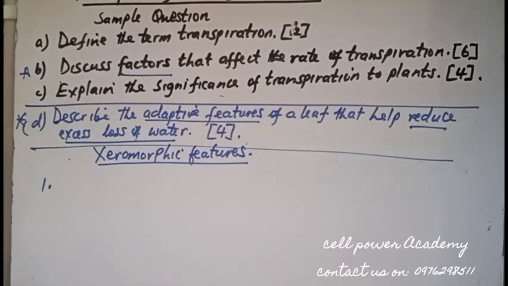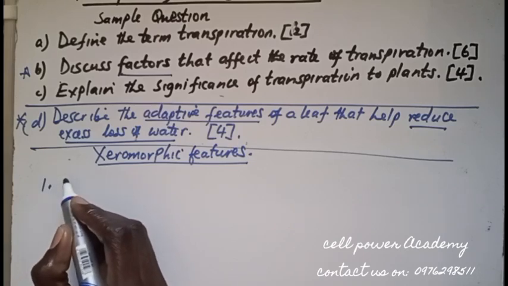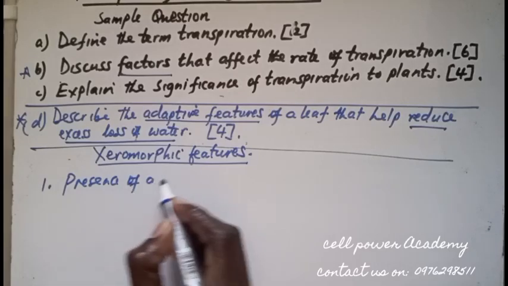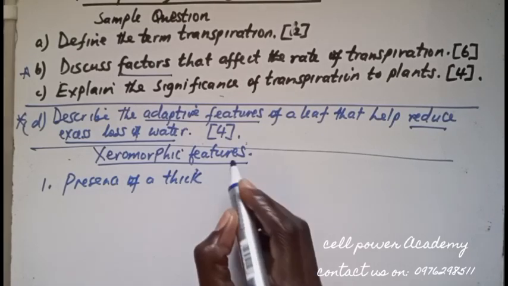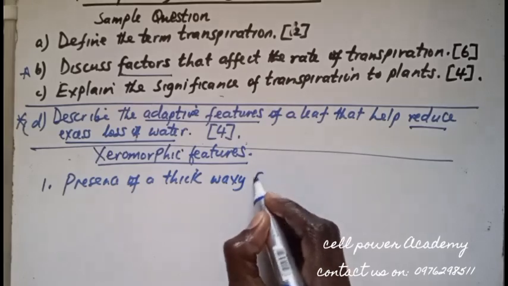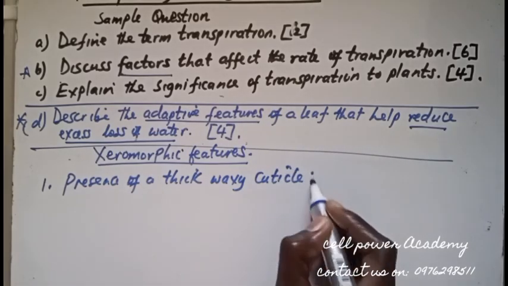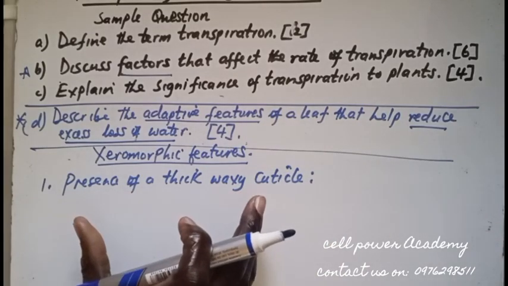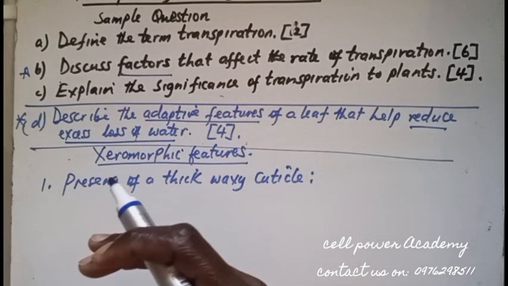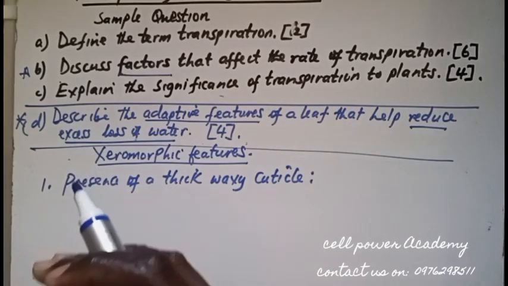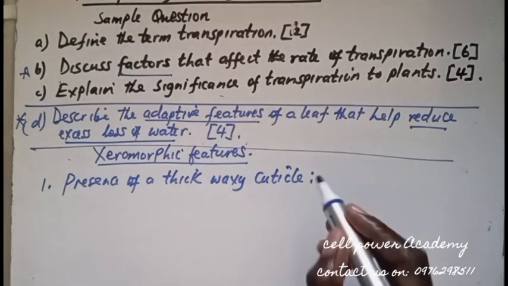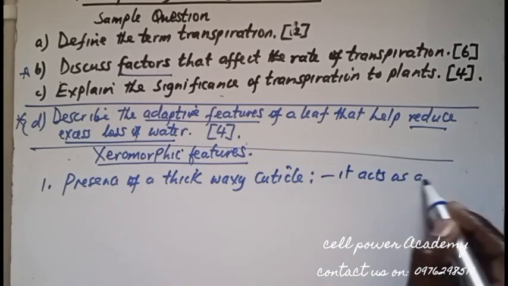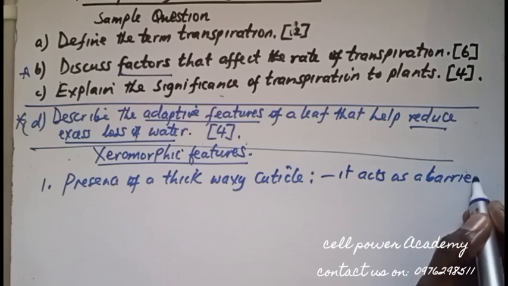So what are some of these features that a plant has? Number one, we can simply talk about the presence of a thick, waxy cuticle. So the presence of a thick wax cuticle actually helps to act as a barrier. In other words, it acts as a waterproof barrier, preventing water loss through evaporation.